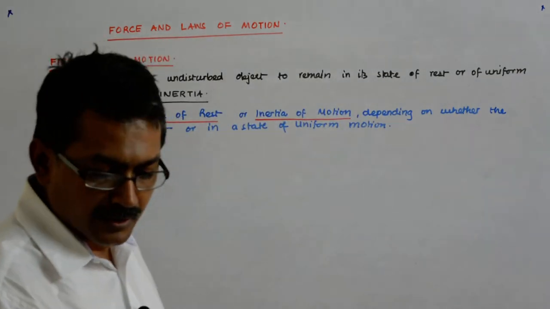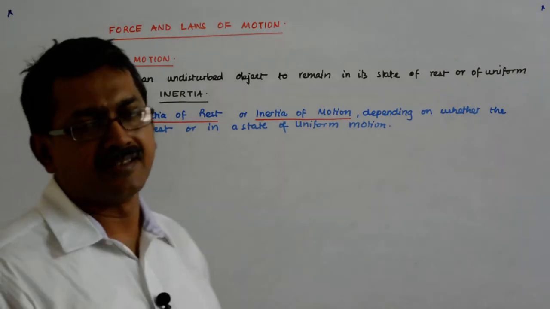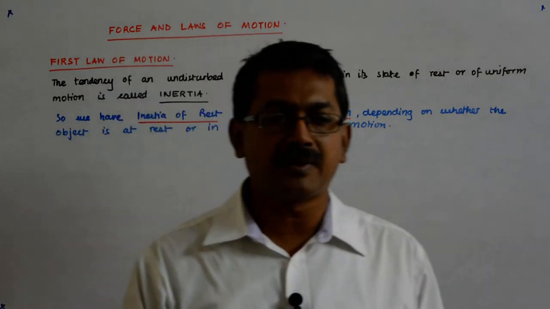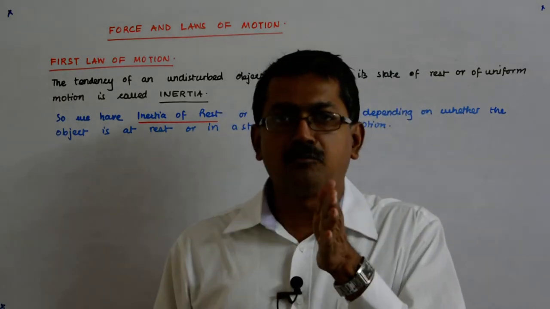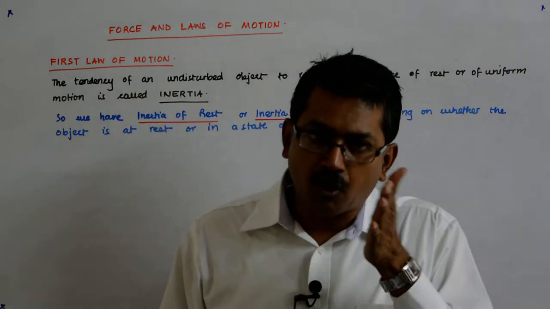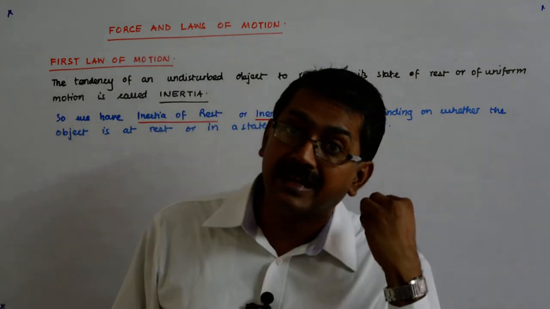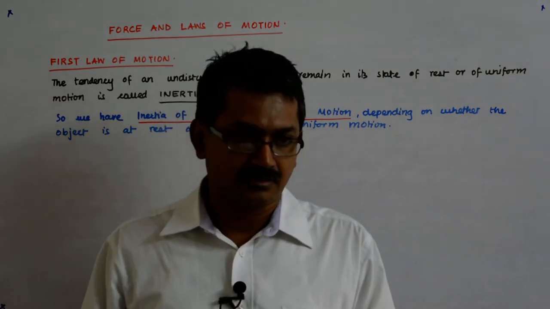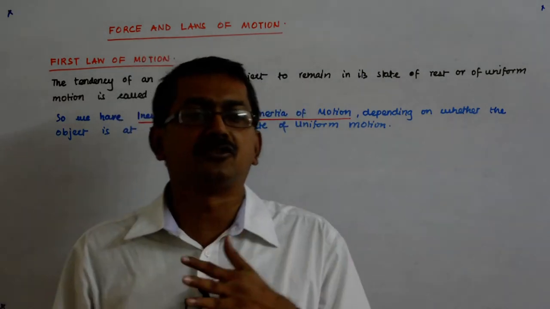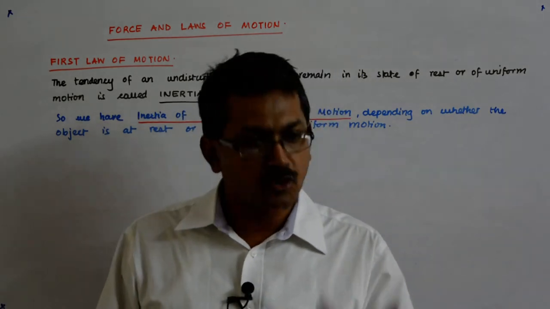Correct? Now, inertia of direction is nothing. It is inertia of motion only. Why am I saying that? Because when you say the body is in uniform motion, it means its magnitude is also the same and the direction is also the same. So uniform motion contains both the things. There is nothing like inertia of direction; that is included in the inertia of motion.